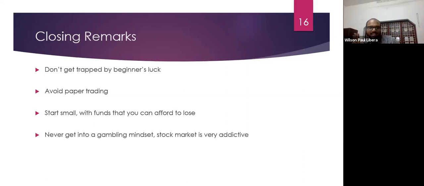Then never get into the gambling mindset. The stock market is very addictive. The first time it will give you something like a sweet, and then it will take everything you have, and you will think you have to recapture everything you have lost. Then you come in with more funds, and you lose that also, and then you get some loans or something, come back again, do that too, and then you'll be depressed. Don't do that.